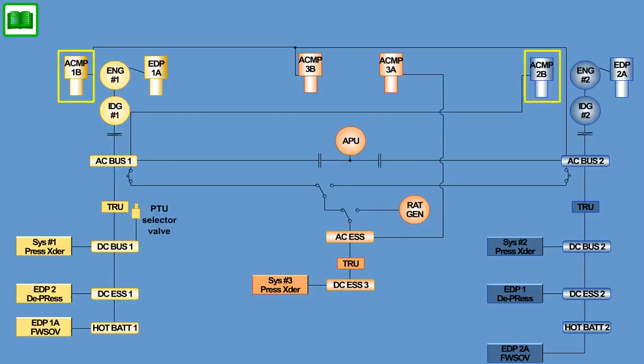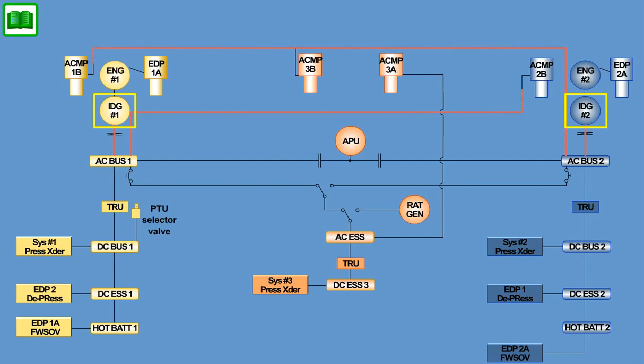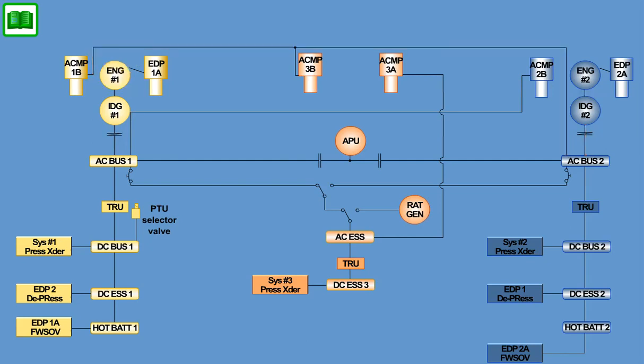The ACMPs on systems 1 and 2 are powered by the electrical AC bus, normally supplied by the generator installed on the opposite side, ensuring the function of each system in case of engine failure. On hydraulic system 3, the ACMP 3B is powered by the AC bus 2, and the ACMP 3A is powered by the AC essential bus, which can also be powered by the ram air turbine.